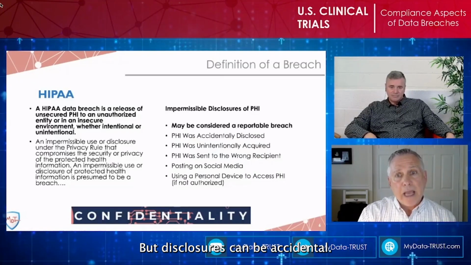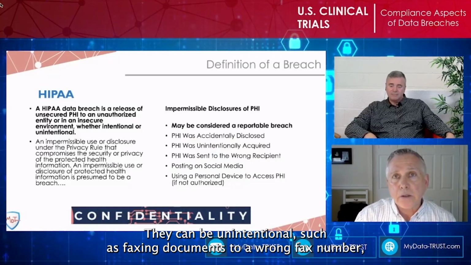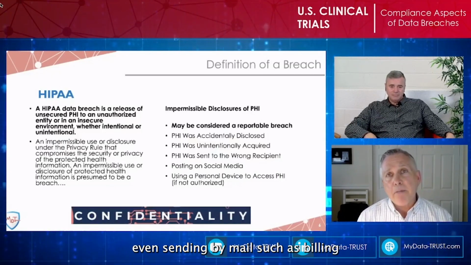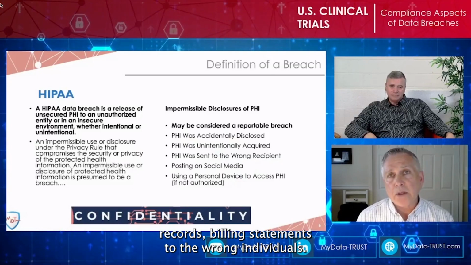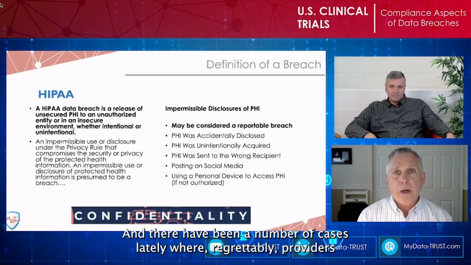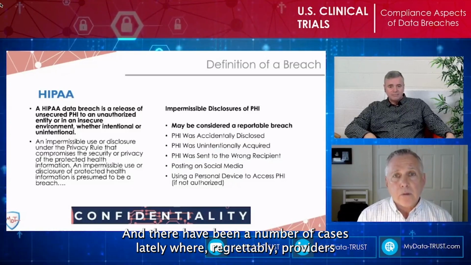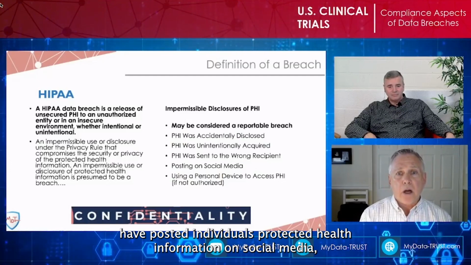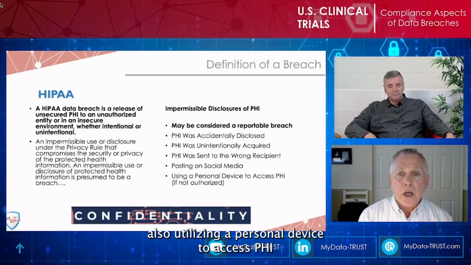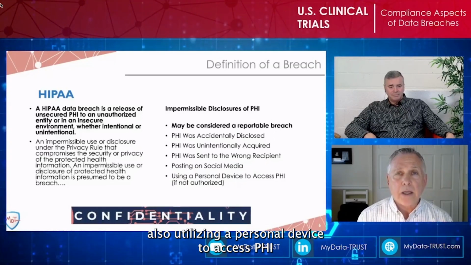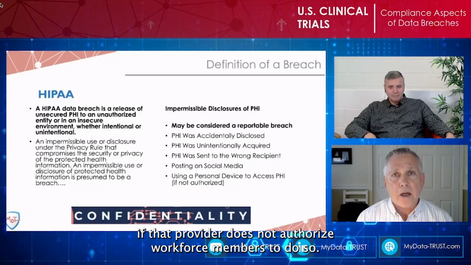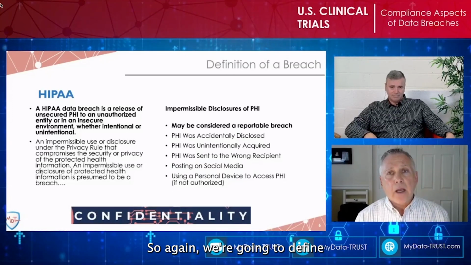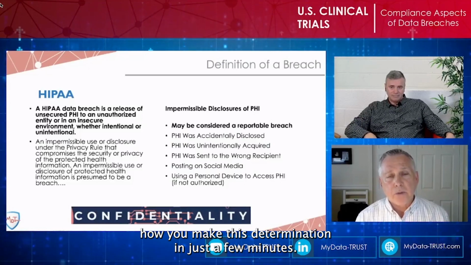But disclosures can be accidental. They can be unintentional, such as faxing documents to a wrong fax number, even sending by mail, such as billing records, billing statements to the wrong individuals. And there have been a number of cases lately where, regrettably, providers have posted individuals' protected health information on social media. Also, utilizing a personal device to access PHI if that provider does not authorize workforce members to do so. So again, we're going to define how you make this determination in just a few minutes.